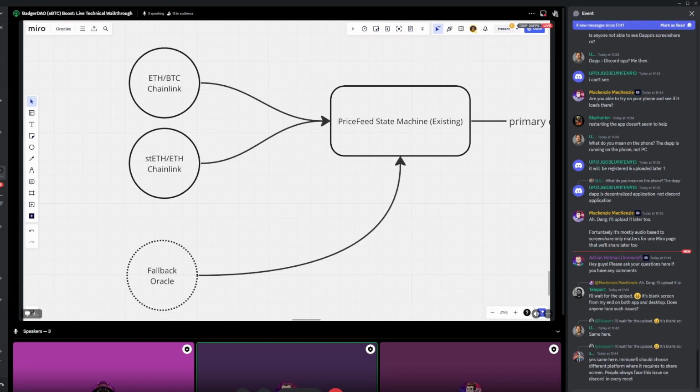For people who are not able to see the screen due to technical issues, this mirror board and short explanations, I believe, could be made available later on. I hope it will also be visible in the recording that Mackenzie is doing right now.